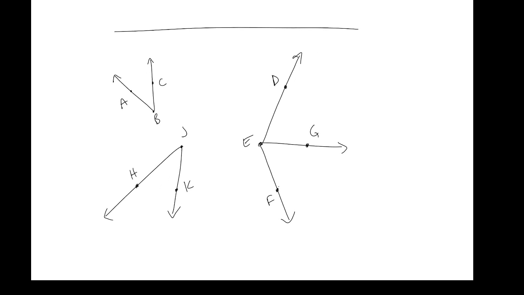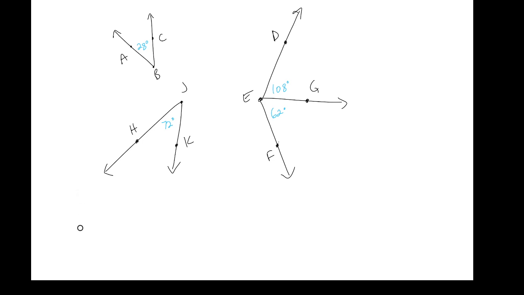And I'm going to give some degree measurements here. Angle ABC is 28 degrees. Angle HJK is 72 degrees. We have angle DEG, which is 108 degrees. And we have angle GEF, which is 62 degrees. So here are our directions.